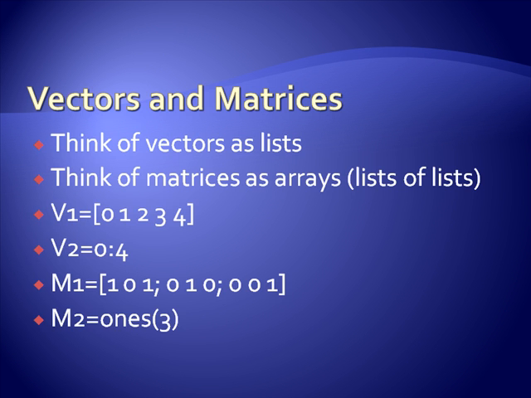But as I said, there's a linear algebra orientation to MATLAB, and so we need to be able to create vectors and matrices. Okay, so to create a vector, you just put the elements of the vector in square brackets, and you separate them by a space.